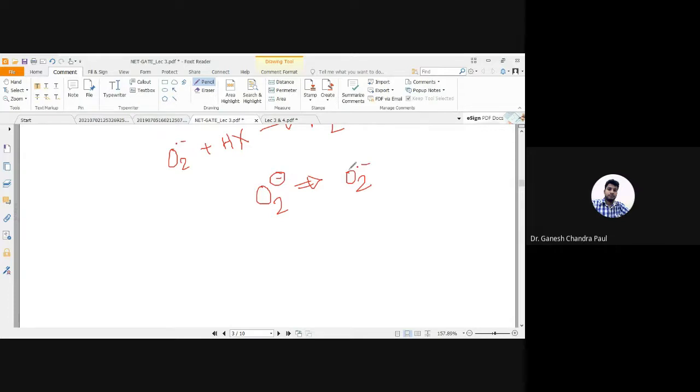It is O2 dot minus. It is a superoxide anion, like potassium superoxide, KO2. It has yellow color, so it can be present like this, K plus and O2 minus.